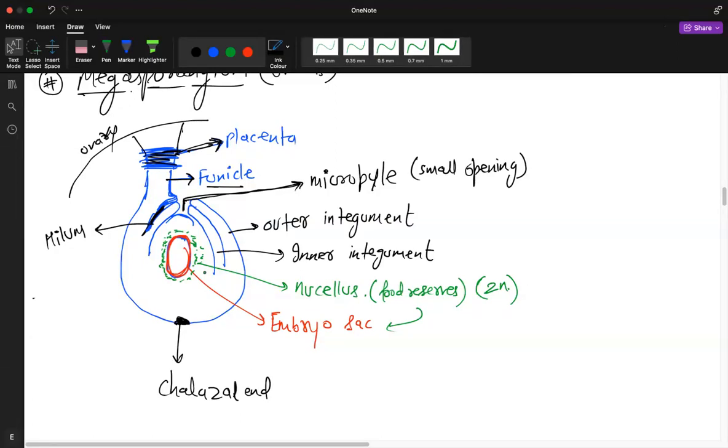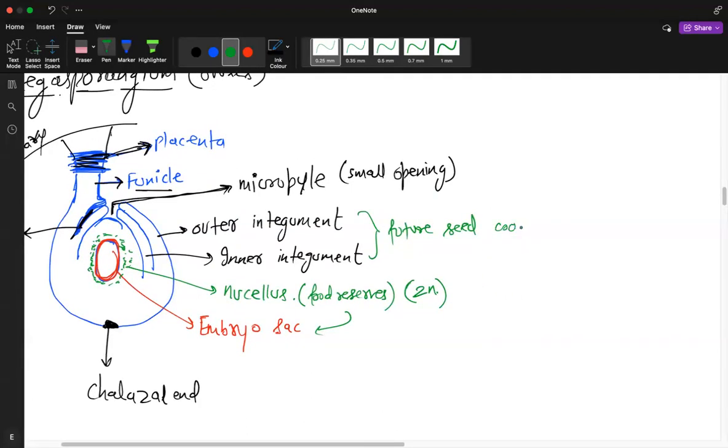Outer and inner integuments. Yes, integuments become seed coat. So these two structures, outer integument and inner integument, are basically future seed coats. Make sense to you or not? So they get hardened and form the seed coat.